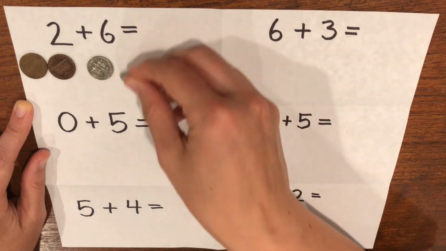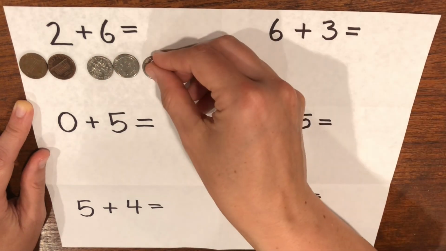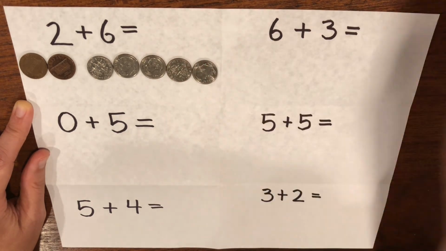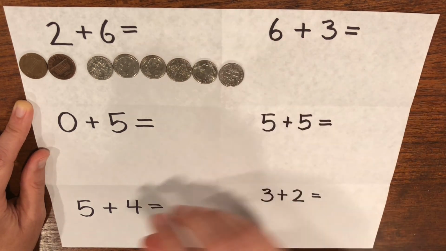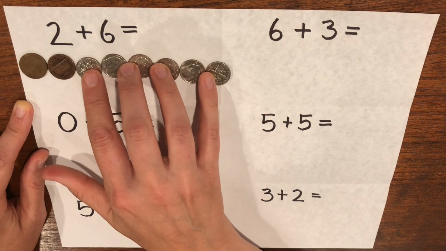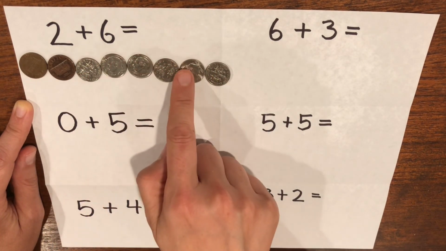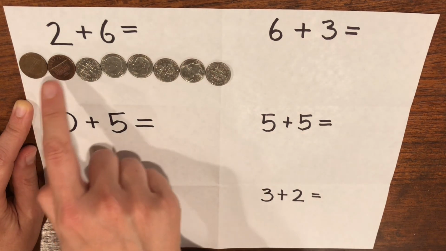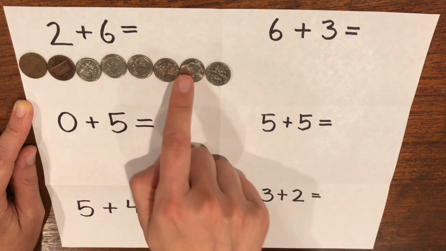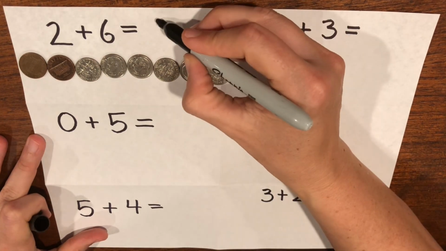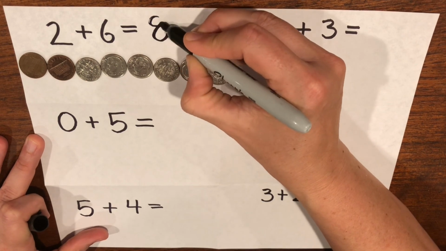1, 2, 3, 4, 5, 6. All right, my friends, I'm just going to push them together. And let's count. 1, 2, 3, 4, 5, 6, 7, 8. Let's count it again. 1, 2, 3, 4, 5, 6, 7, 8. All right, my friends, so what is the sum of 2 plus 6? Yeah, the sum of 2 plus 6 is 8.